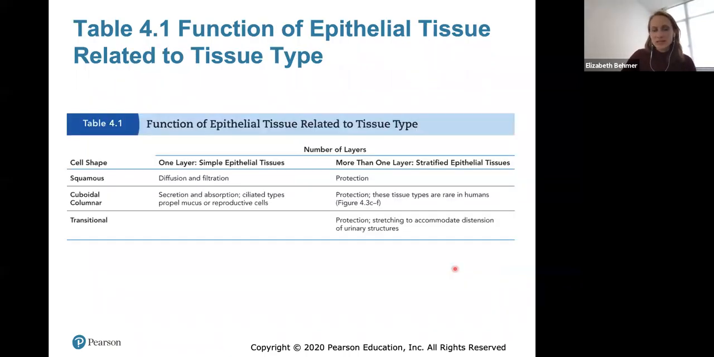So here's a look at the function of epithelial tissue relative to its tissue type. Simple squamous epithelium, a one layer, is important for diffusion because things can get through it easily, as well as filtration. If we have more than one layer of stratified squamous, that usually helps to function in protection. Simple cuboidal helps with secretion and absorption. There might be cilia on them, which propel mucus or reproductive cells. And stratified cuboidal helps in protection. Transitional is a specific special type of epithelium that helps in protection and is able to stretch to accommodate the stretching of urinary structures.